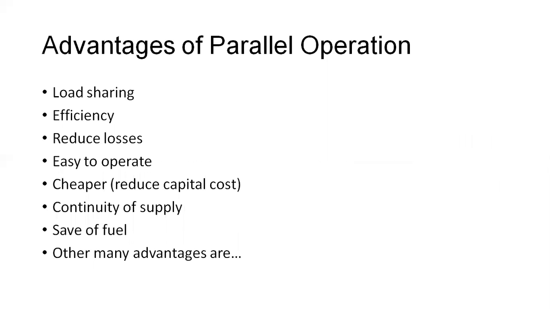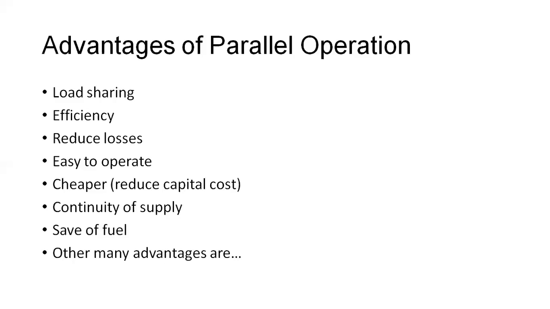So there are various advantages. Obviously, there is load sharing, means the current is shared between the two alternators. So the conductor size will be reduced, which will increase the efficiency also. If the current is less, the losses, that is the I square R loss, will be less. Easy to operate, cheaper, reduced capital cost.